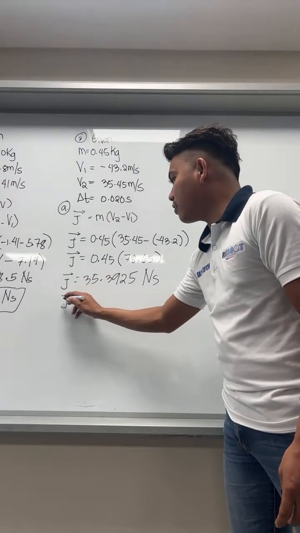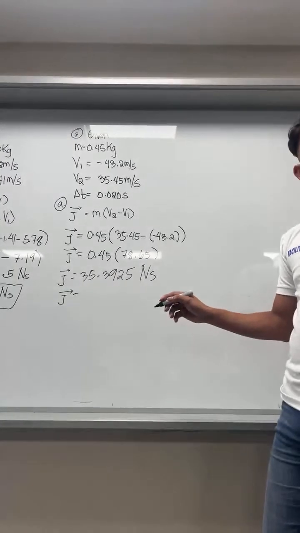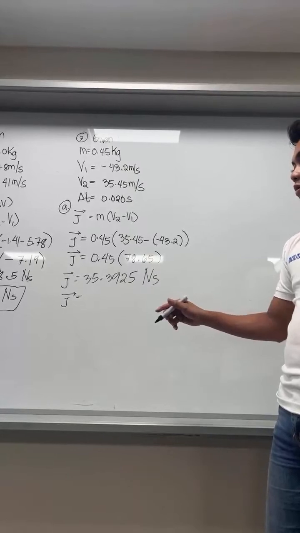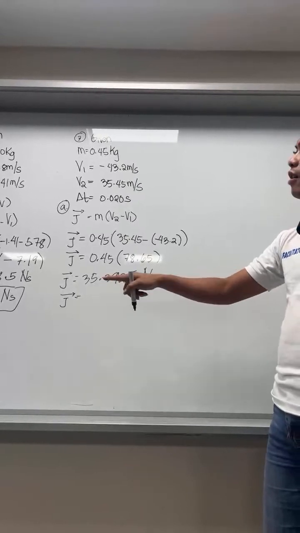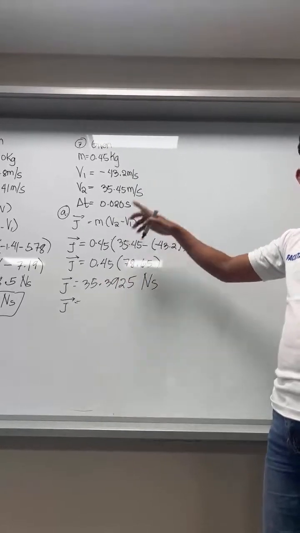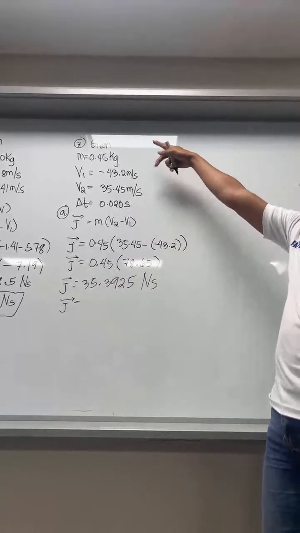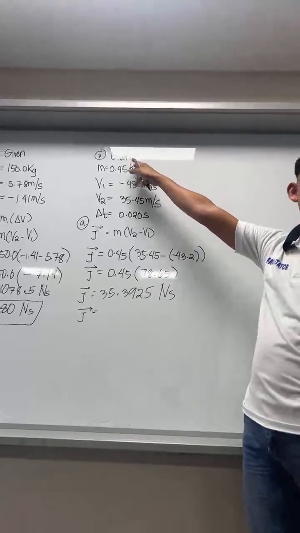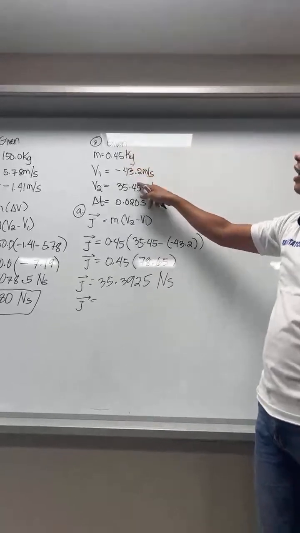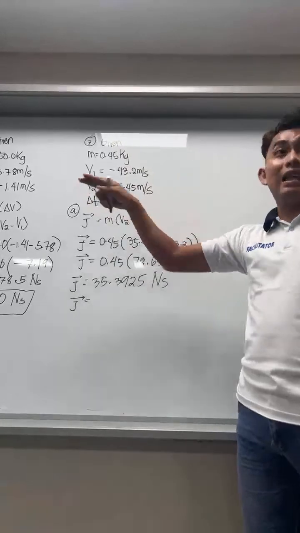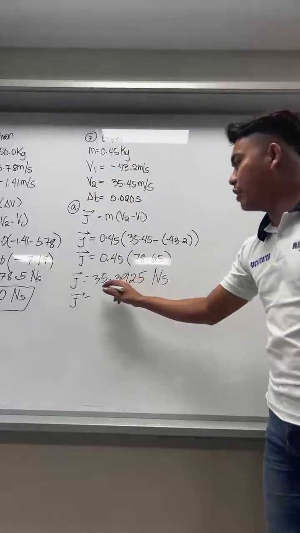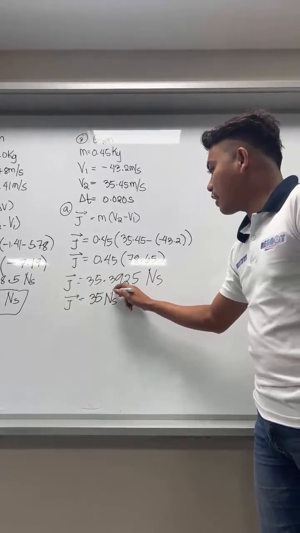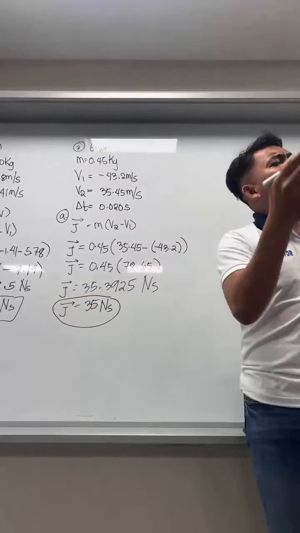How many significant figures? The mass has 2 significant figures, and the time has 3. So we will follow the lowest. Okay? That's correct. Very good. So, 35 Newton second.